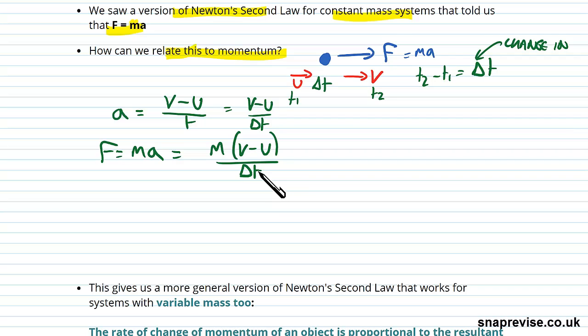So then what are we going to do? Well, we're going to realize that we can expand this out to get that F is just equal to mv minus mu, divided by delta t. But when we stop there and look at this, we realize that mv is our final momentum. This is our final momentum.